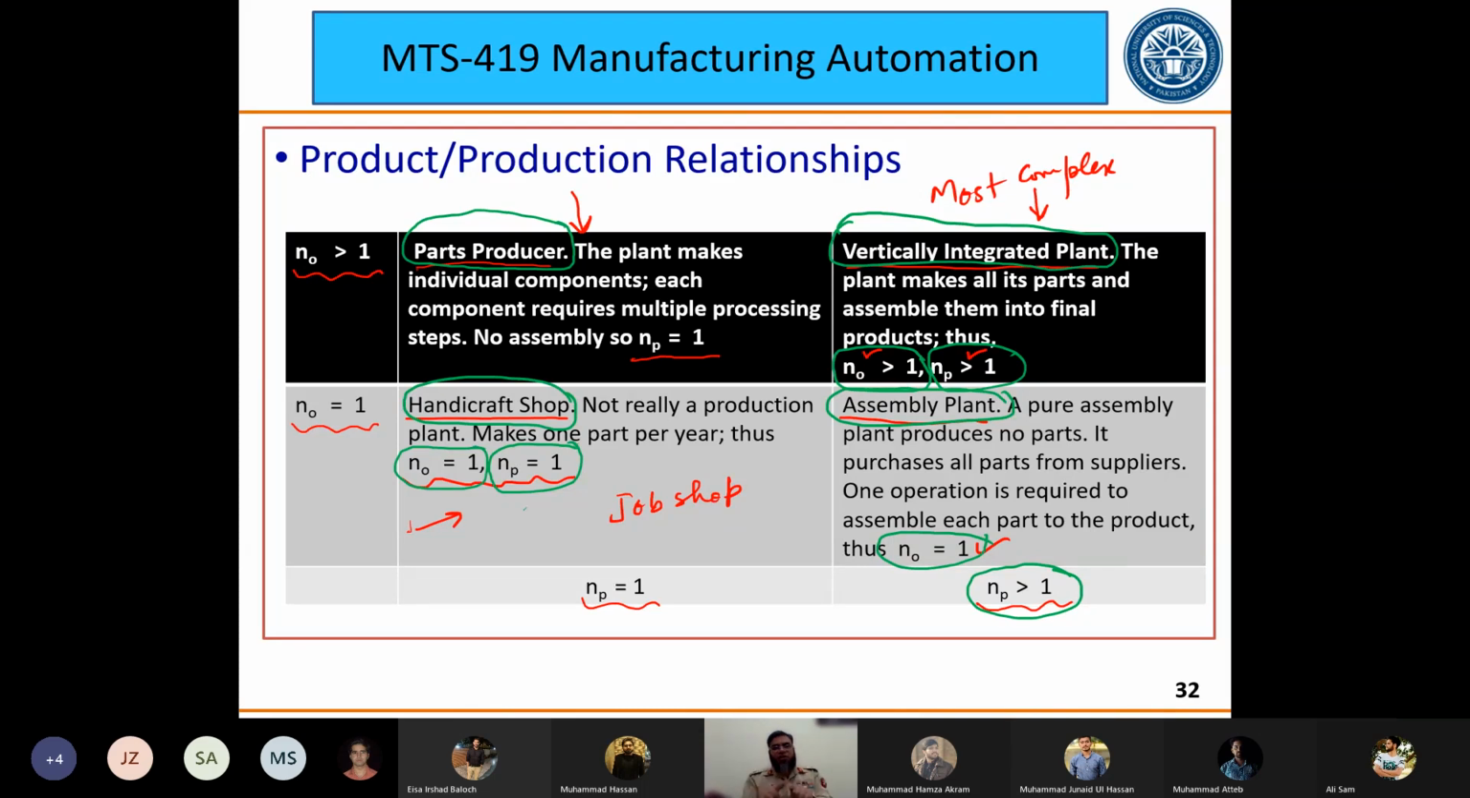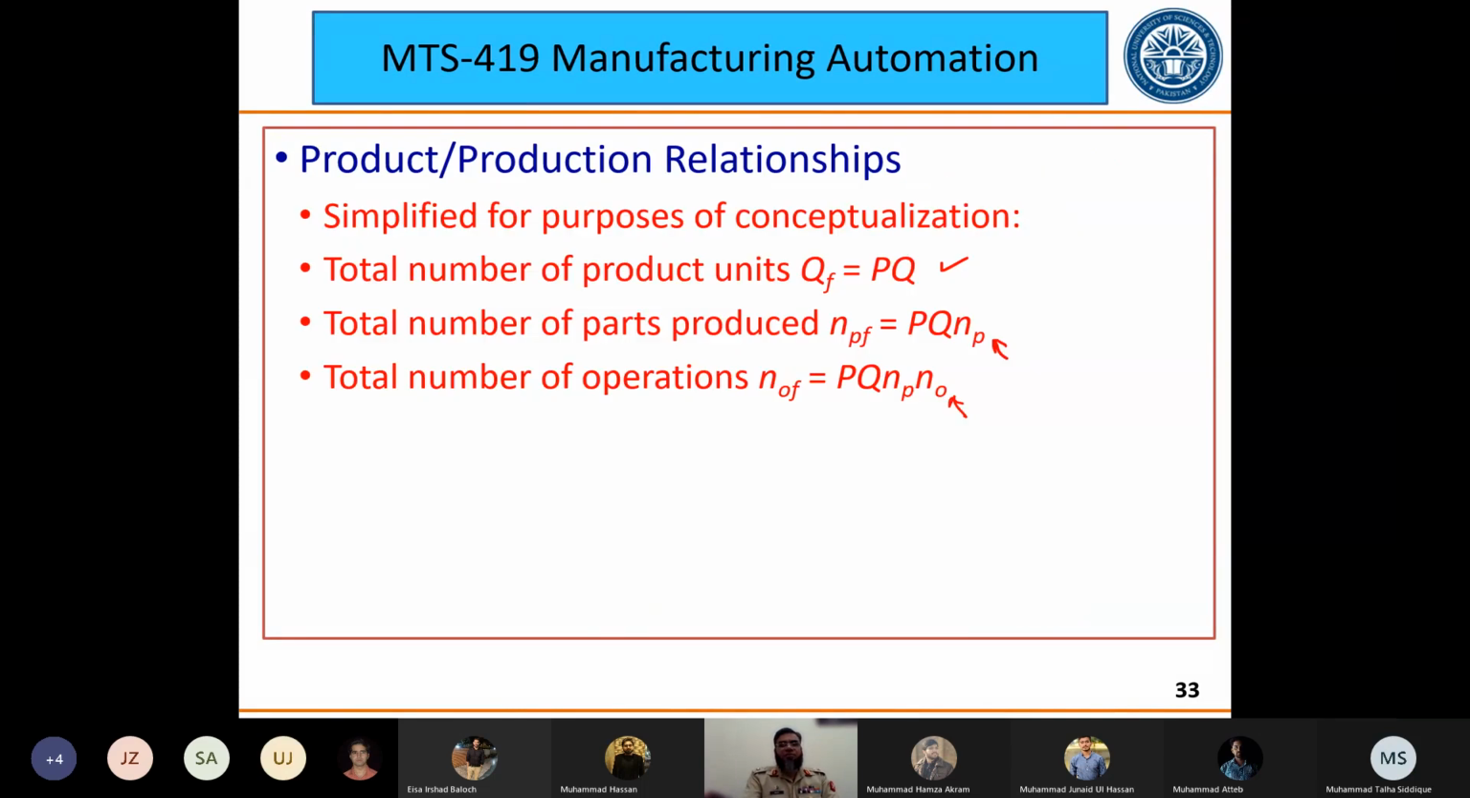ठीक है. So ये जो एक आपके सामने मैंने एक मैट्रिक्स दिखाया है, ये आपको बताता है कि how we can define the complexity of product and complexity of the part. Okay, so let us move forward. और हमने जो अभी पहले मैथमेटिकल दो तीन इक्वेशंस देखी थी, उनको हम थोड़ा यहाँ देखने लगे हैं कि the total number of products will be the multiplication of P and Q.